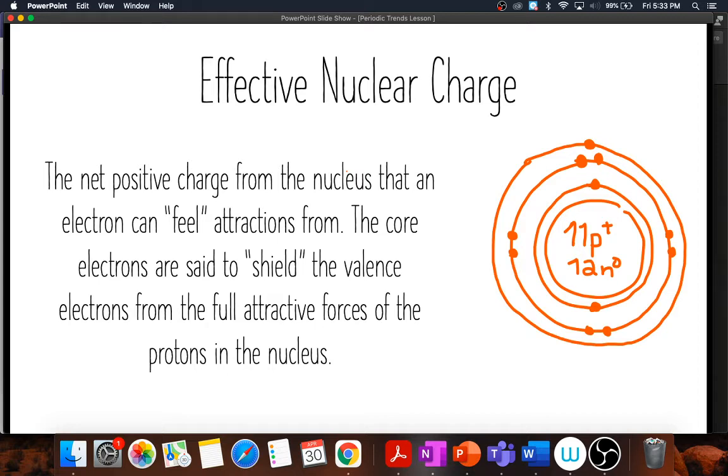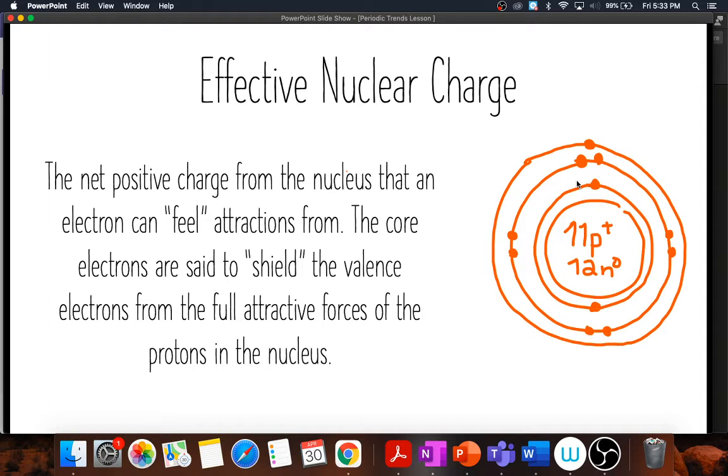It's important for us to know that there is an attraction that exists between the protons in the nucleus and the electrons that are surrounding it. But naturally, we would expect that that attractive force is less for the valence electron, right? The one valence electron that we see on the very outside shell experiences less attraction because of these electrons that are kind of in the way. And that's what we call shielding.